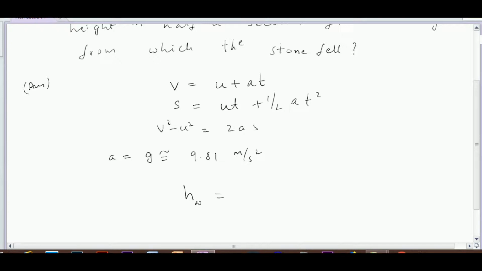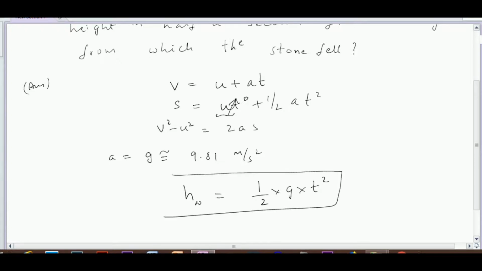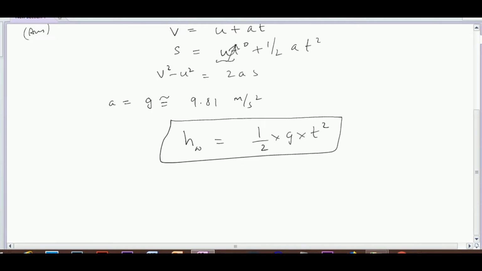So now see, if we take the distance s as h, and if we substitute a is equal to g, what we will get? There is no initial velocity for the particle, hence h is equal to half into g t square. Let me clear that with the diagram, what is h and all.